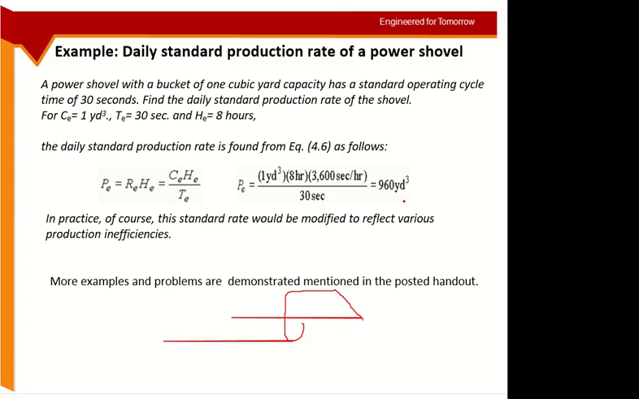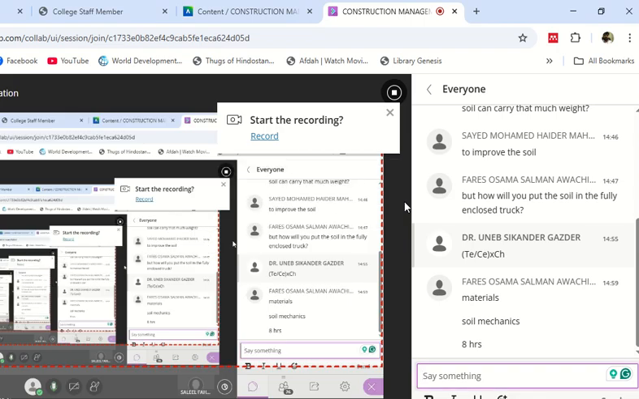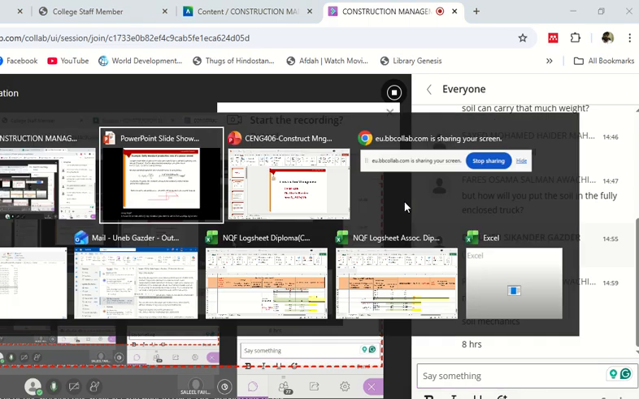Now this is 960 cubic yards per what? How much time? The power shovel will excavate 960 cubic yards of material in how many hours or how many days? Eight hours, or one working day, whatever you want to call it.